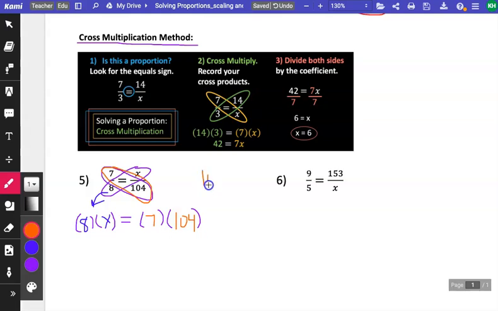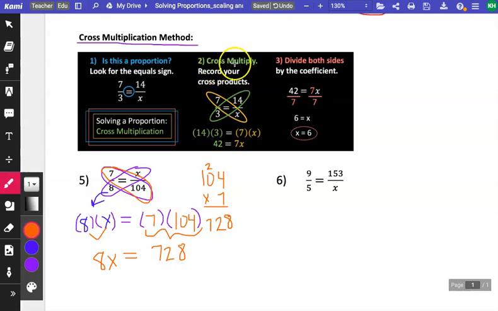Then we're going to go ahead and show the work for 104 times 7. 4 times 7 is 28, so you put the 8 below, the 2 goes above. 0 times 7 is 0, plus 2 is 2. And then 1 times 7 is 7. So the product is 728. And then over here, 8 times x is 8x.